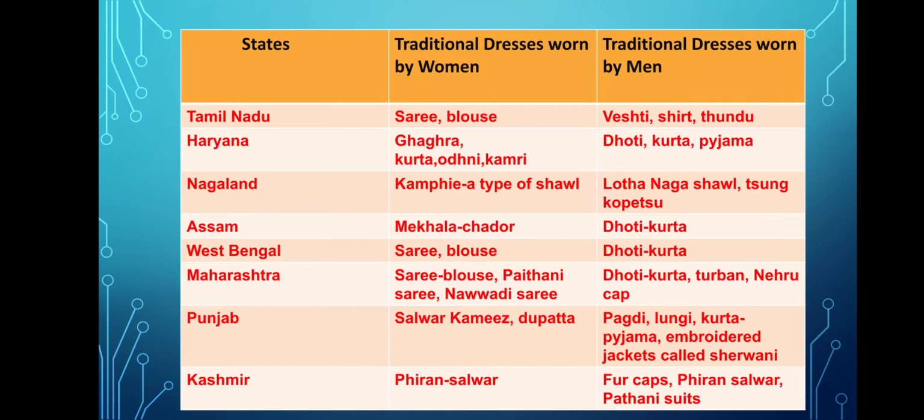West Bengal: sari, blouse; dhoti kurta. Maharashtra: sari, blouse, paithani sari, Navwati sari; dhoti kurta, turban, Nehru cap. Punjab: salwar kameez, dupatta, pagri, lungi, kurta pajama, embroidered jackets called sherwani. Kashmir: firan, salwar, fur caps, paithani suits. Now see, moreover, we will see that dhoti kurta is a very common dress for men all over the states of India.